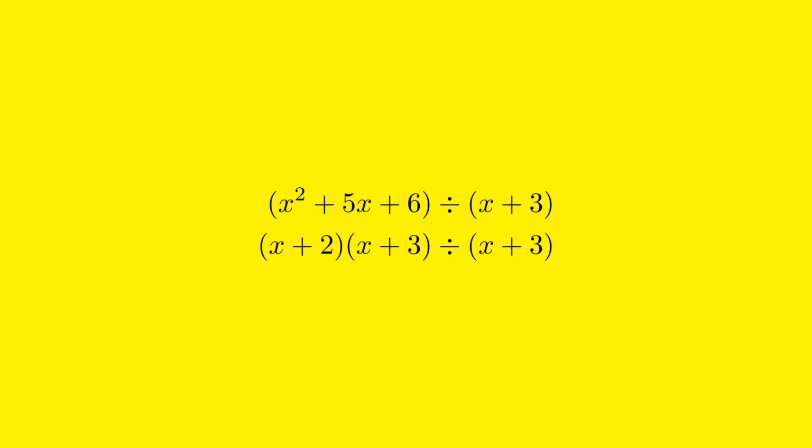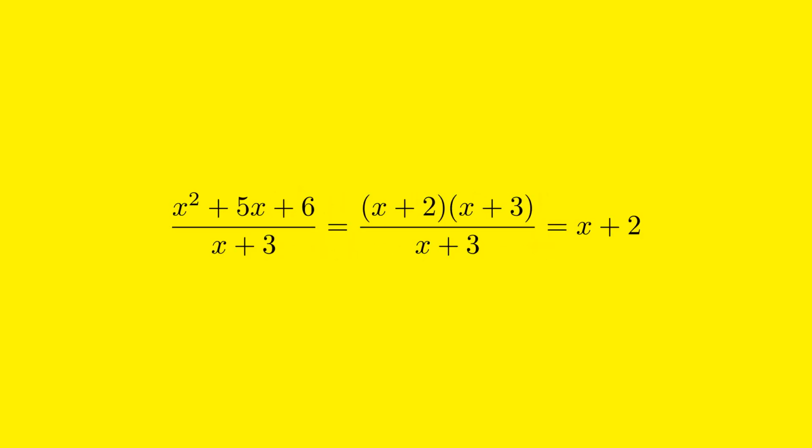Now, the expression looks like this. x plus 2 times x plus 3 divided by x plus 3. We have rewritten the problem into a form where it is easier to see common factors that may cancel out.